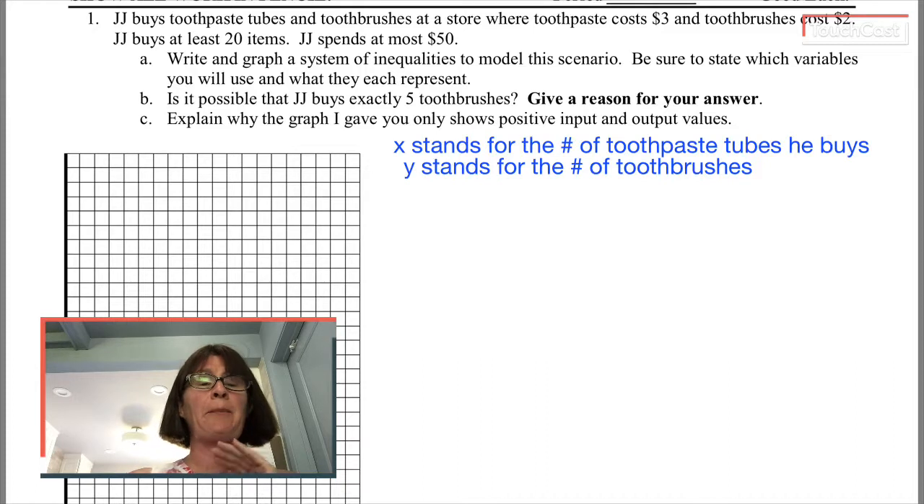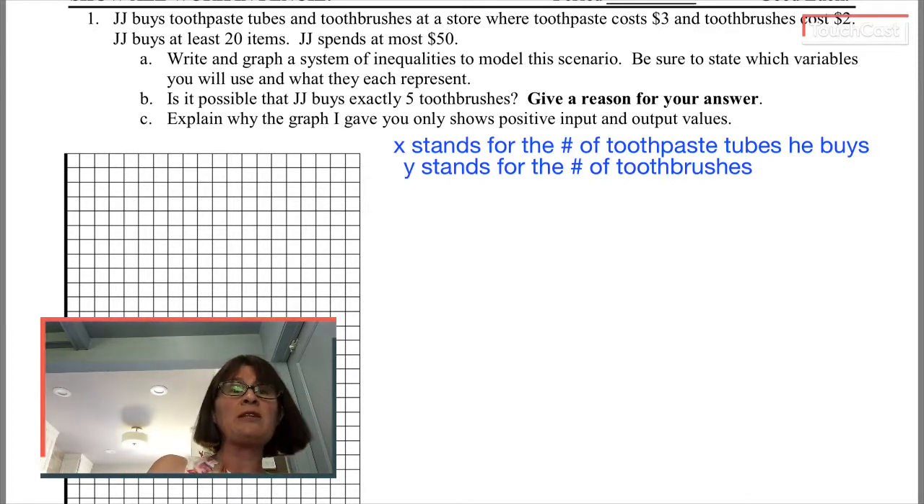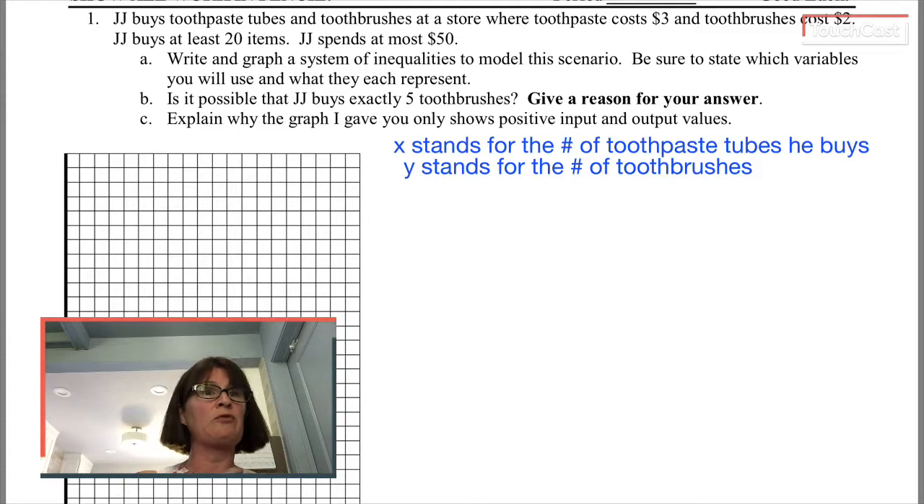First job is to pick some variables and write for me what they're going to stand for. If you don't write down what they're going to stand for, then halfway through this problem, you will mix up your toothpaste and your toothbrushes. Guarantee it. So I've written down, I'm going to let X stand for the number of toothpaste tubes he buys, and Y stand for the number of toothbrushes.